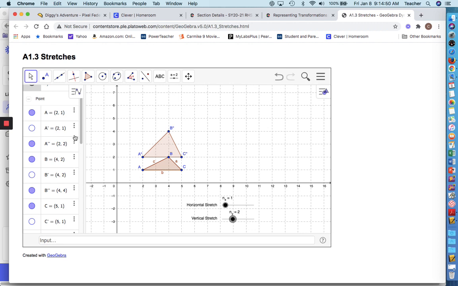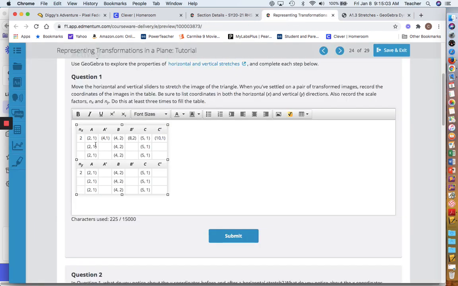So again, as you can see, the original was 2, 1. So the only thing we did was multiply that y value by 2. There's your original b. So multiply that y value by 2. That's the trick, you guys. That is it.